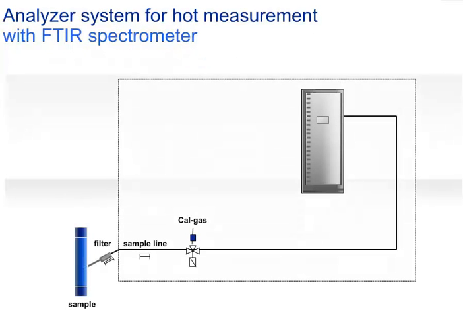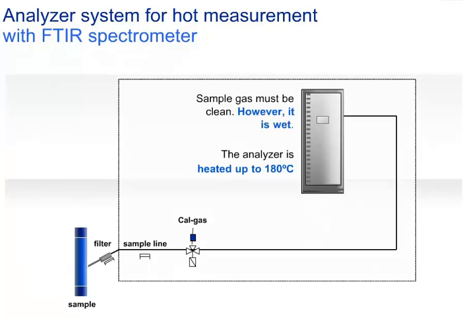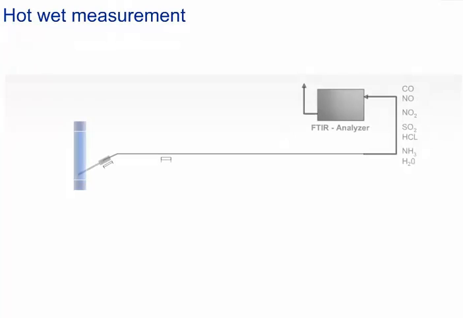The FTIR spectrometer, FTIR stands for Fourier Transform Infrared Spectroscopy, assembled to form a complete system, which is named ACF-NT, also measures extractive. However, this analyzer works at 180 degrees C, so it can measure a hot and wet sample gas. Dust must be removed. However, water and some possible water-soluble components can remain in the sample gas. Hot-wet measurement means that we do not remove the moisture from the sample gas. The gas matrix does not change.